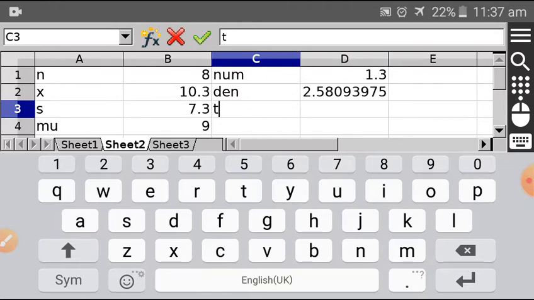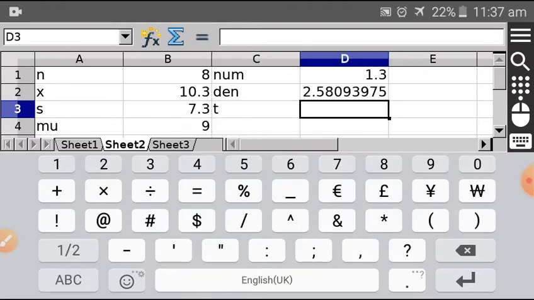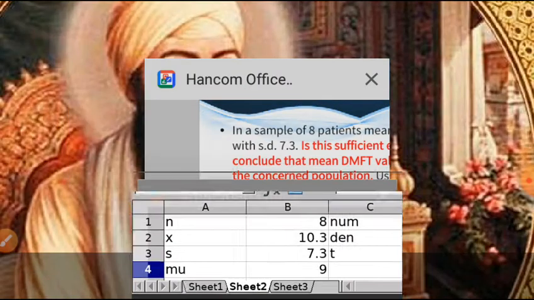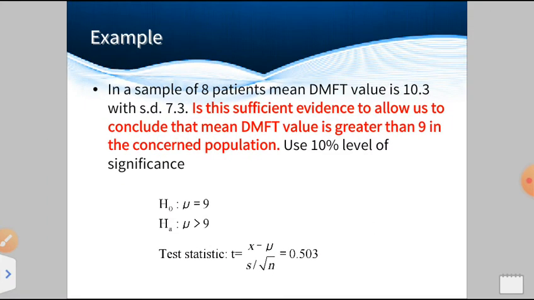Let's calculate the final answer of t. We have calculated in parts, so it is equal to the numerator, highlighted as D1 is the cell address, divided by the denominator, I think it's D2. If I press enter, we are getting the value of 0.503. So again we have calculated t for the second example by taking the numerator and denominator, and let us check whether the value is coming correctly or not. If you see here, the t value is 0.503.